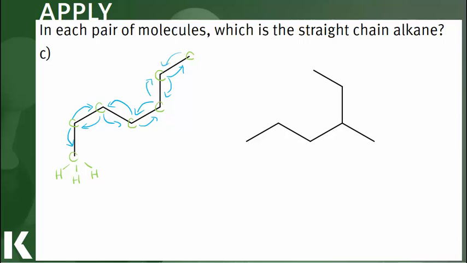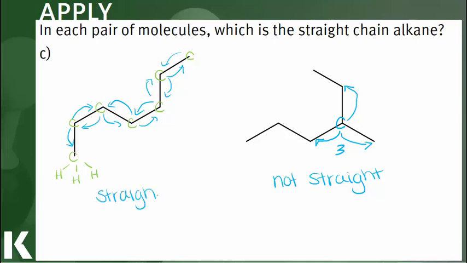However, look at the second molecule. There is a branch point here. That should make you suspicious when you see it. Let's prove that it's not straight chain. If we look at how many carbons are connected to this carbon, it's connected to the carbon before it, the carbon after it, and that extra group up top for a total of 3. So the molecule on the right is not a straight chain alkane. The molecule on the left is a straight chain alkane.